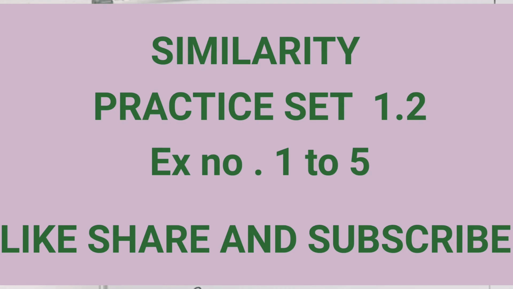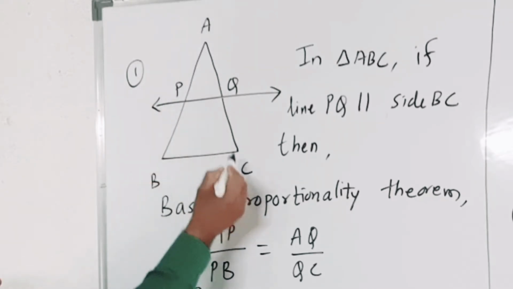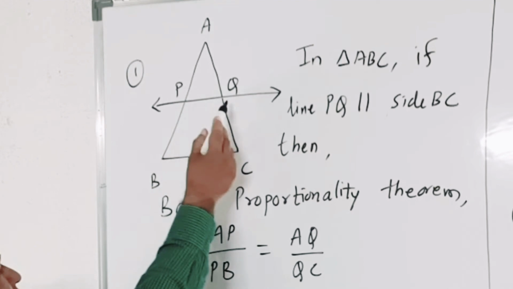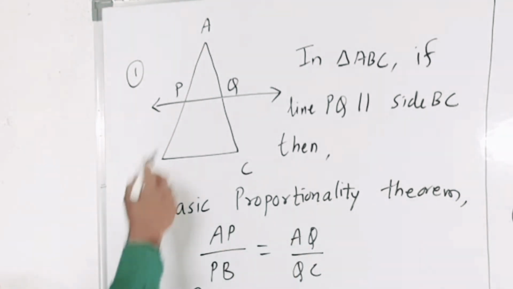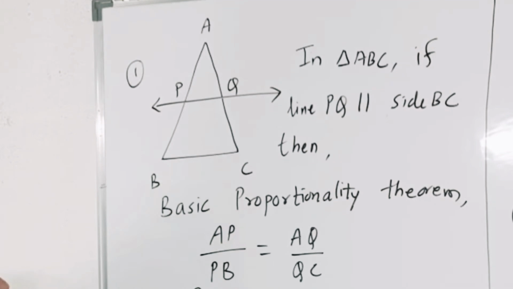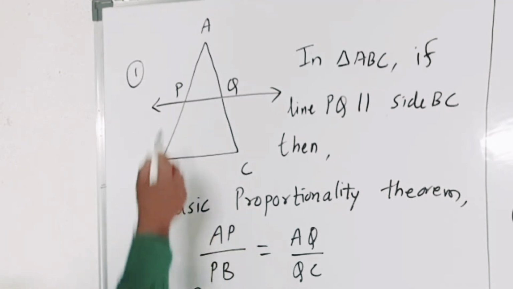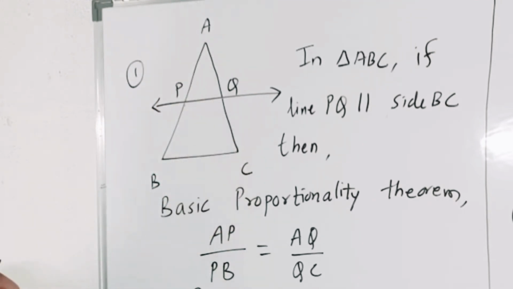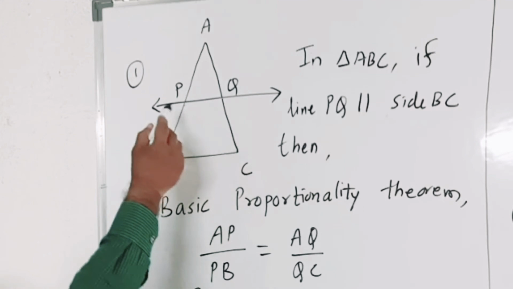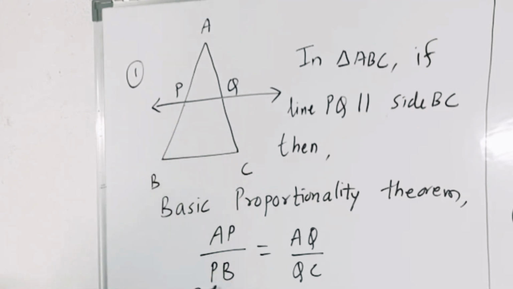First, in triangle ABC, if line PQ is parallel to side BC, one of the sides of the triangle, then by the basic proportionality theorem, BPT, AP upon PB is equal to AQ upon QC. The basic proportionality theorem tells us that when a line is parallel to one of the sides of a triangle, it divides the other two sides in proportion. So here AP upon PB is equal to AQ upon QC.